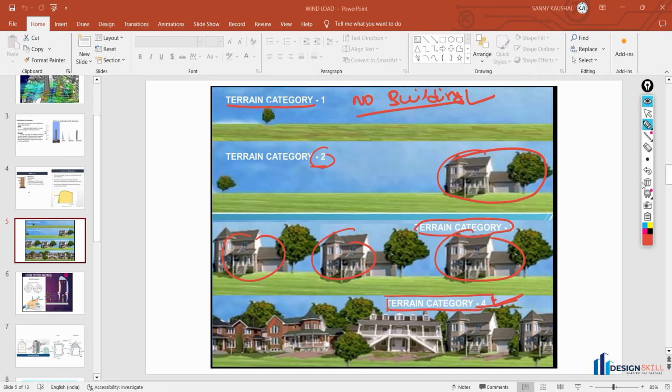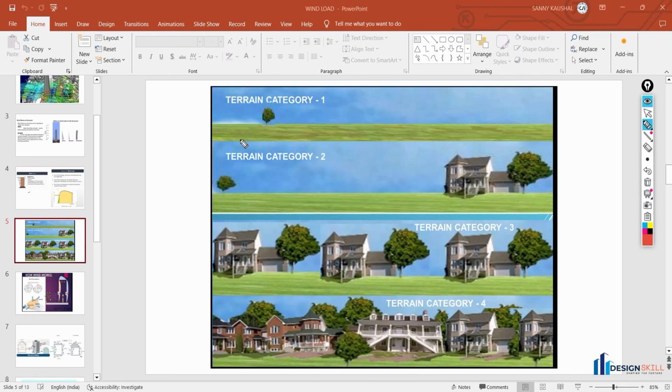Now I think you are very clear about what the terrain categories are and how we categorize them on the basis of the space available. If there is no building or other construction, it will come in terrain category 1. A very small number of buildings, then terrain category 2. A few buildings or structures, terrain category 3. And if closely spaced buildings are constructed in the cities, that will come under terrain category 4.